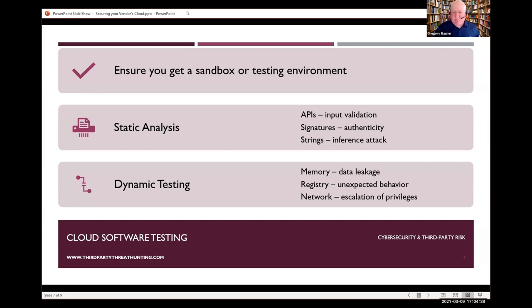So these are just some fairly straightforward ways that you can take the responsibility for testing the software, and not just trust, caveat emptor, that the vendor is doing the right testing. You should dive into it and do your own testing. But again, do it in a sandbox or testing environment, obviously for reasons that are probably readily apparent to most of the folks on this call.